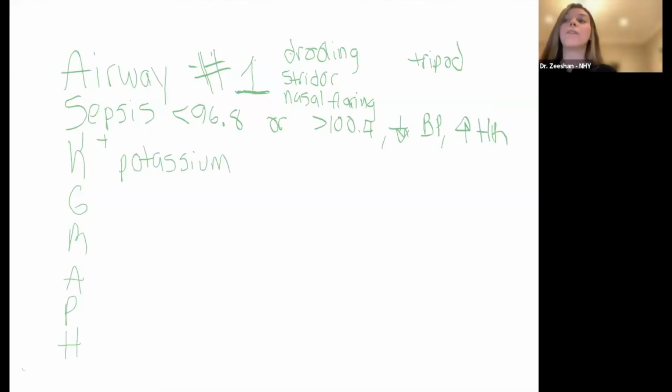If we have a low or a high potassium, we're freaking out about both because they can both cause someone to go into a life-threatening arrhythmia like VFib. So we're freaking out about low and high potassium. Then we have G for glucose. Glucose less than 70, or hypoglycemia.